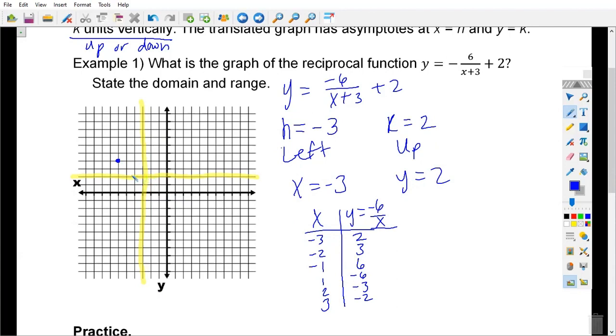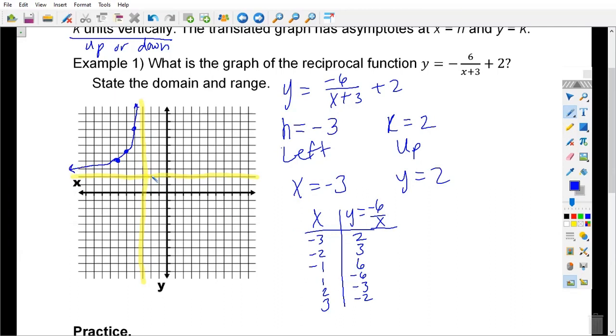So I'm going to go 1, 2. Then go up 1, 2, 3. Then I'm at -1, 6. So I went to the left 1 and up 1, 2, 3, 4, 5, 6. And then I'm going to do the same thing with the other values.